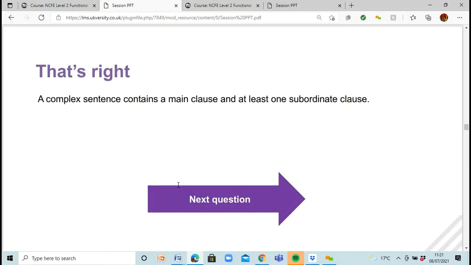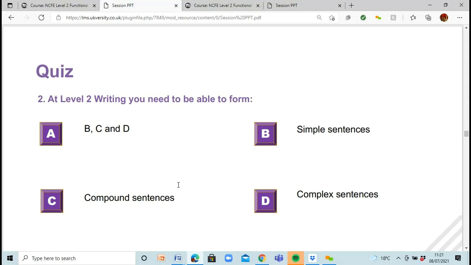That's correct. It's a sentence that has a main clause and at least 1 subordinate clause. Sometimes you might find there'll be a sentence that's got more than 1 subordinate clause. So at level 2 writing, you need to be able to form, okay, so A is all of them, B, C, and D, simple sentences, compound sentences, or complex sentences. A. Yes, well done. It is all of them, so you should be able to do simple, compound, and complex.